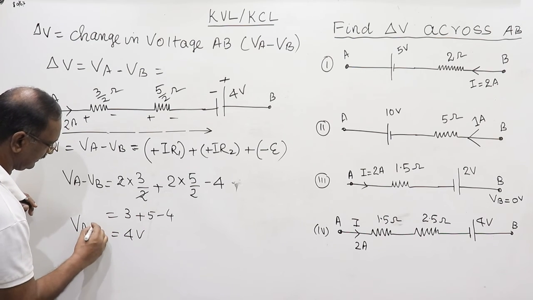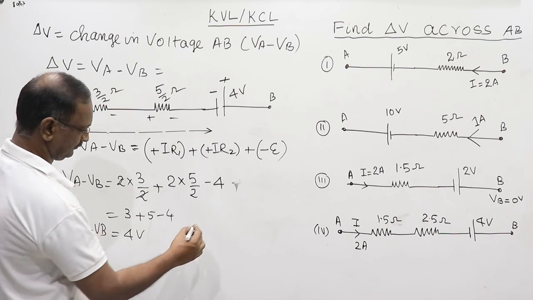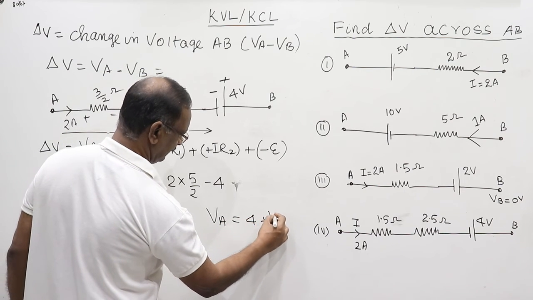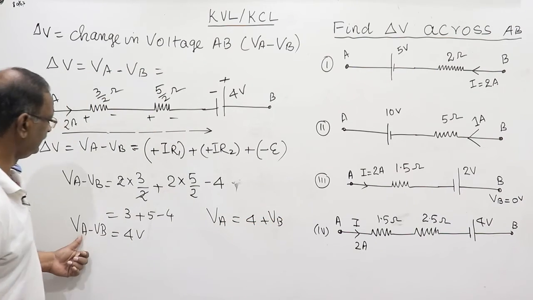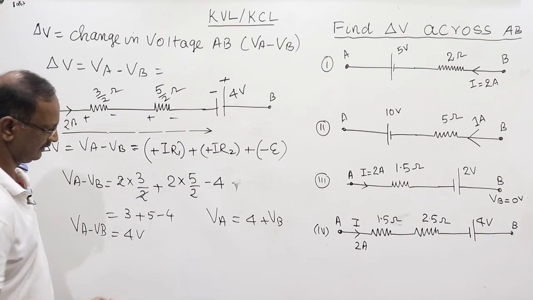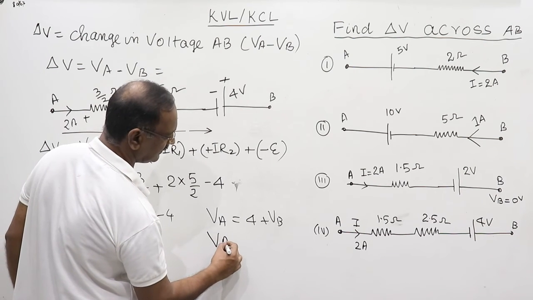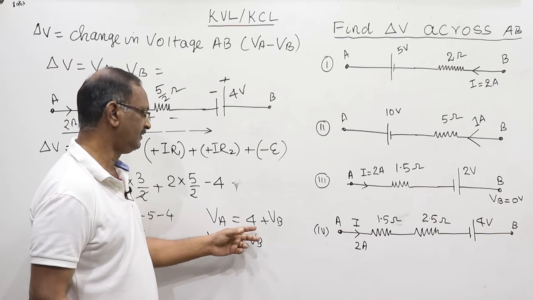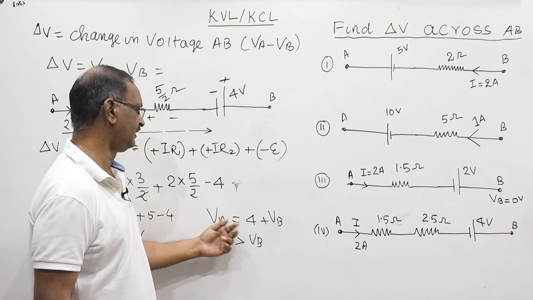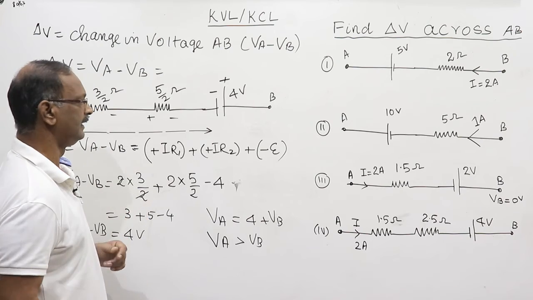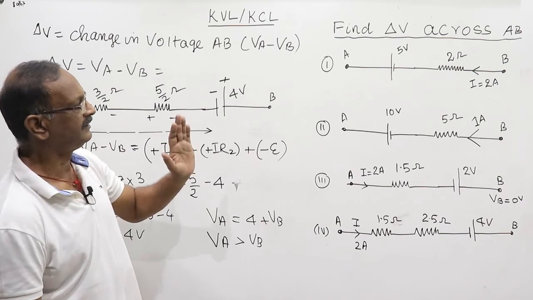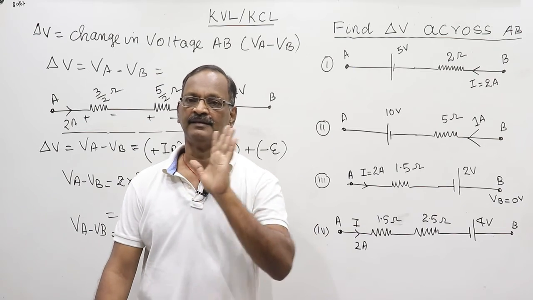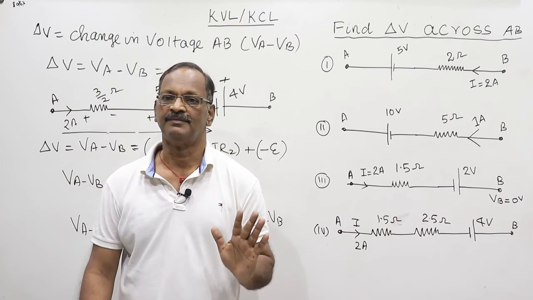VA minus VB is 4, it means VA is equal to 4 plus VB. So VA is greater than VB. It is nothing but VA is equal to VB plus 4 volt. It means VA will obviously be greater. So we have to remember one thing: whether you move from this direction or this direction, the problem will give the same answer.